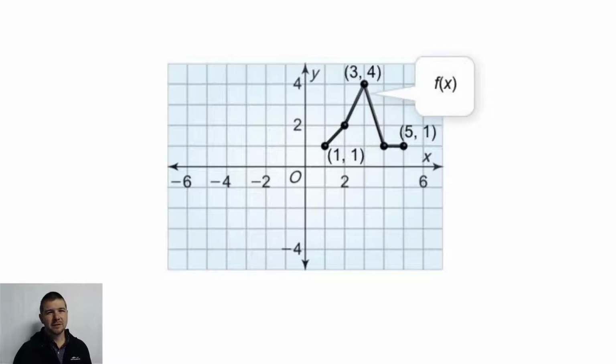Here's an example. First, a function f of x. Notice we have a few key points indicated here: (1, 1), (3, 4), and (5, 1).